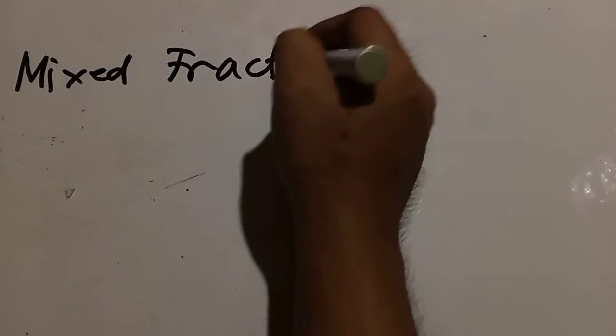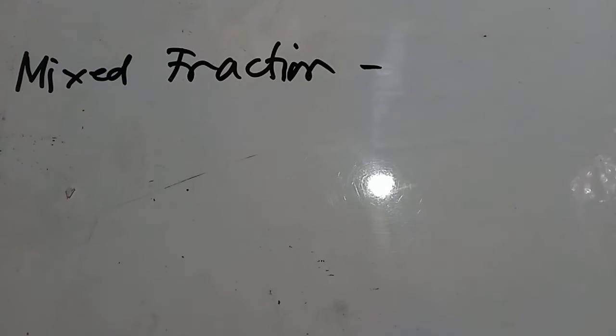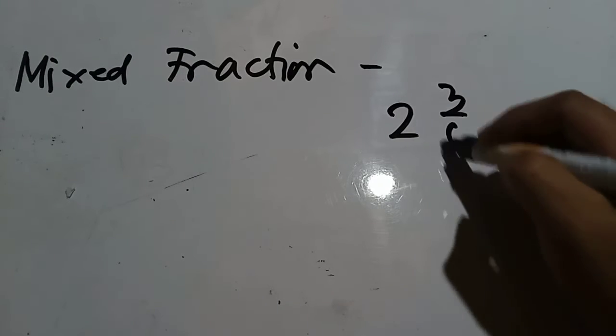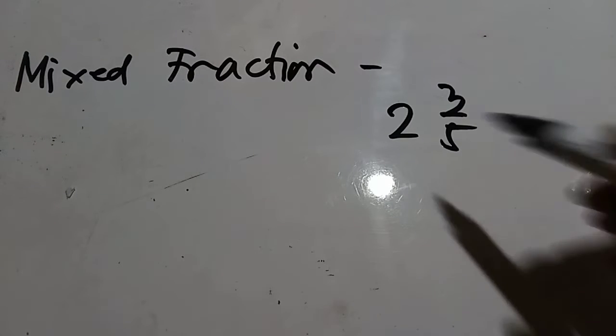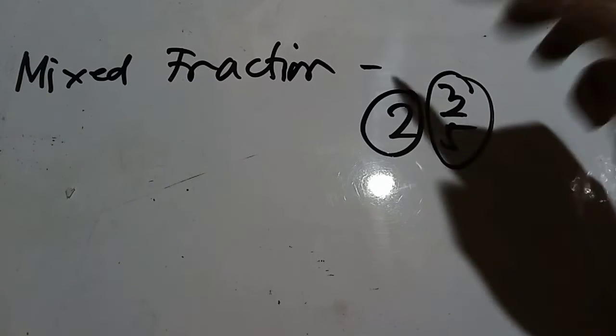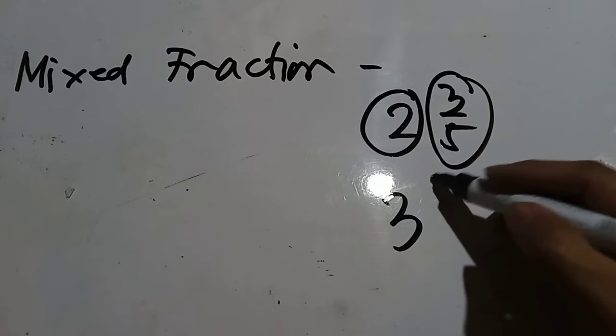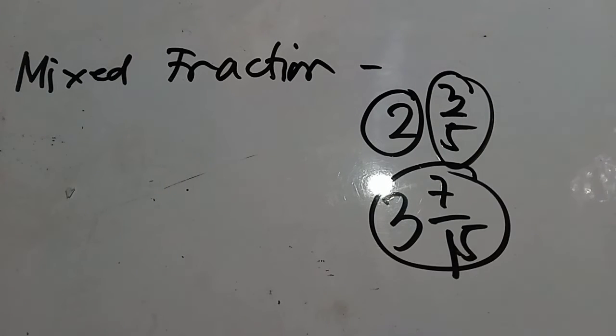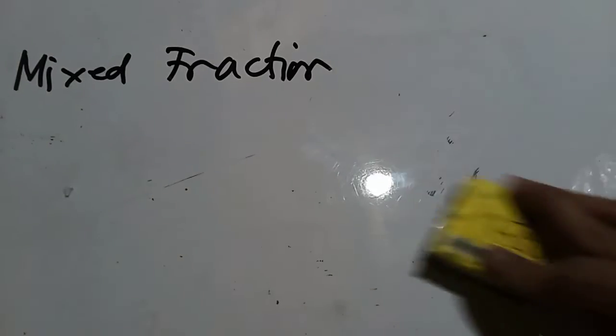So mixed fractions. Ano nga ba ang mixed fractions? A mixed fraction is a fraction that has a whole number and a proper fraction. Meron tayong whole number at saka proper fraction. For example, we have 2 and 3/5. So these are the mixed fractions. So ito is a whole number, and this one is a proper fraction. How about this one? 3 and 7/15. Let's proceed. So our topic for today is about addition and subtraction of fractions.